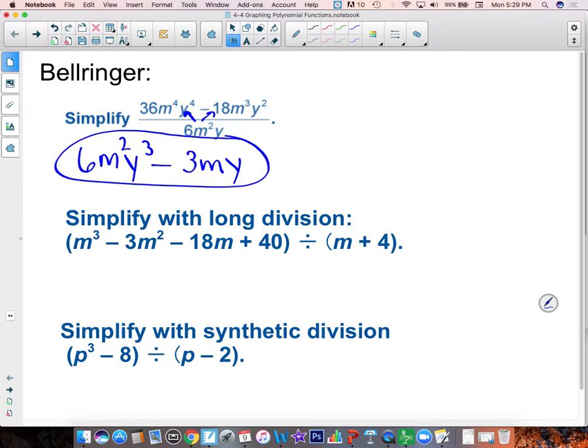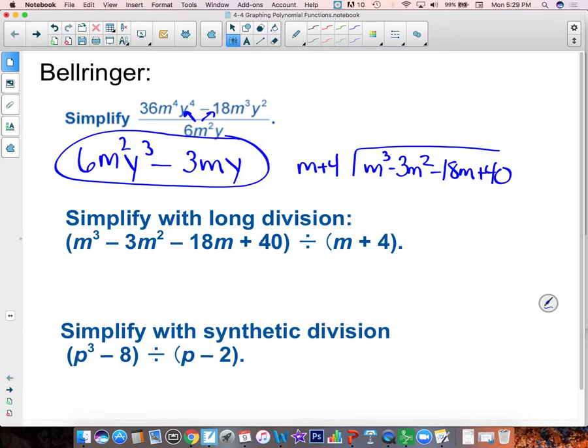Okay? Second one, simplify with long division. So we're going to set that up with the division brackets there. So over here, I'll just work it over there. We've got m cubed minus 3m squared and minus 18m plus 40. And we're dividing by m plus 4.